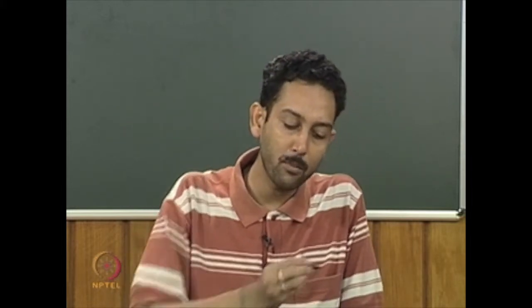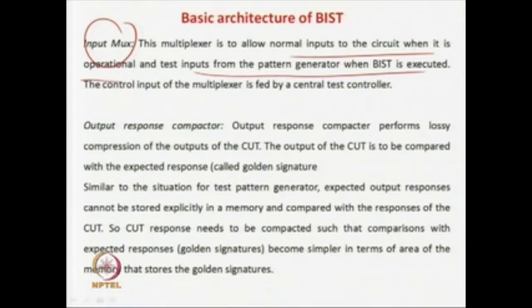We have also seen an input multiplexer. The input multiplexer selects between the normal inputs to the circuit when the circuit is operational and the test input patterns when BIST is executed. The control of the multiplexer is the central test controller, as we have already seen. So, it decides on the controller.